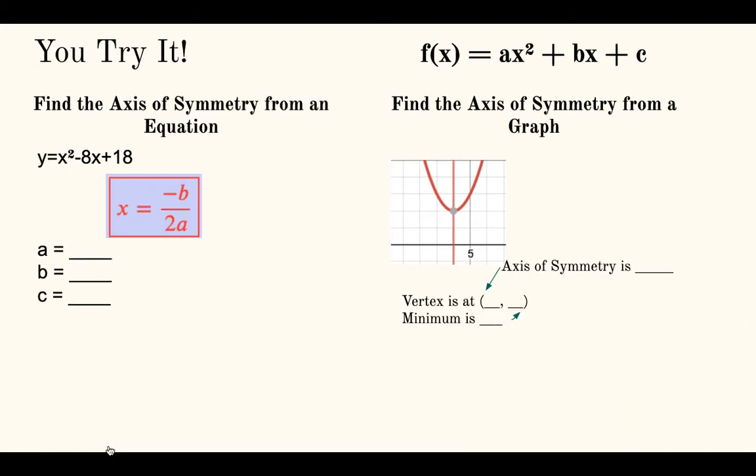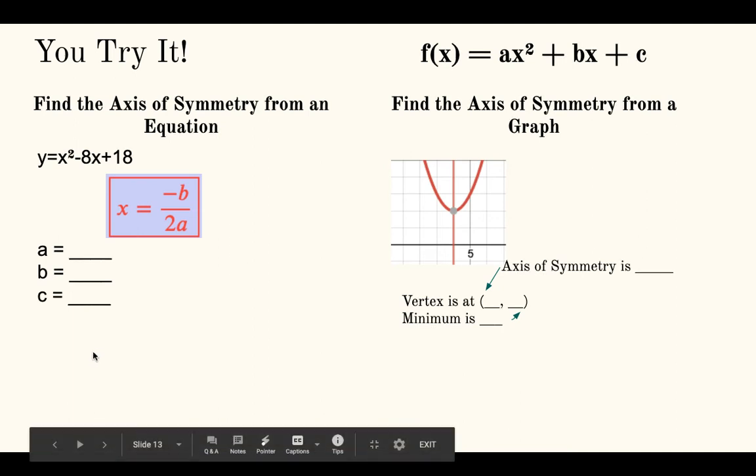Okay, now let's practice. a is equal to 1, b is equal to -8, and c is equal to 18.